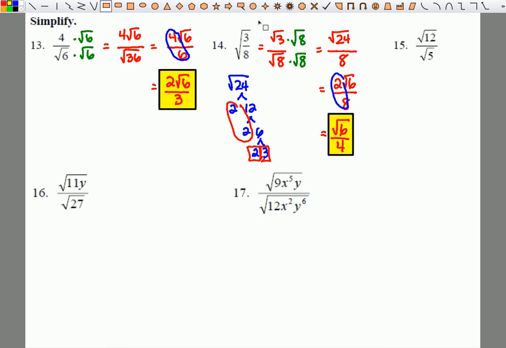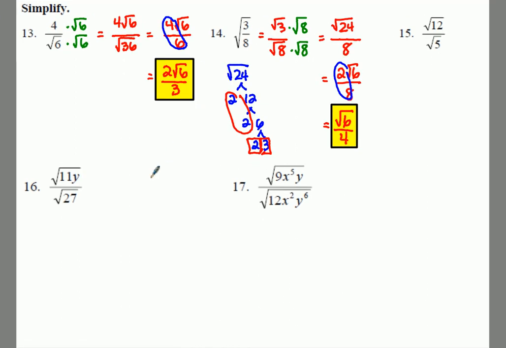So 15 is done the same way. I'm not going to do that one. You can try it on your own if you want. 16 is done the same way. 17 is a little different just because you have variables, but that's okay. We can still do that.